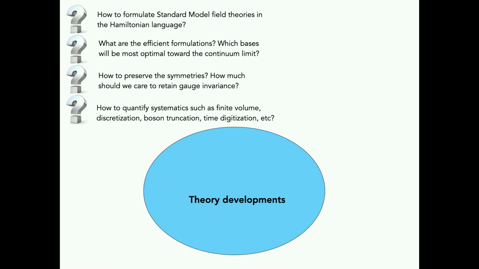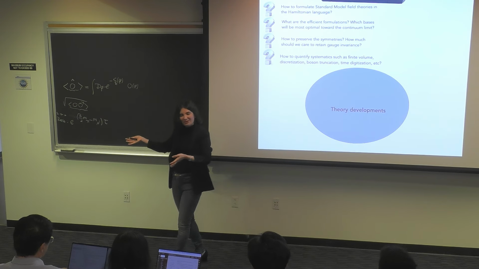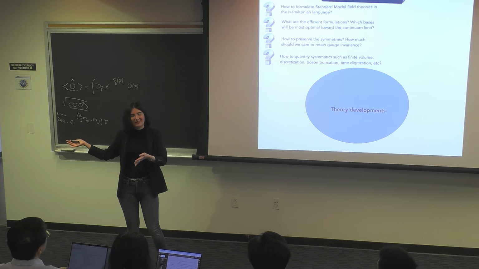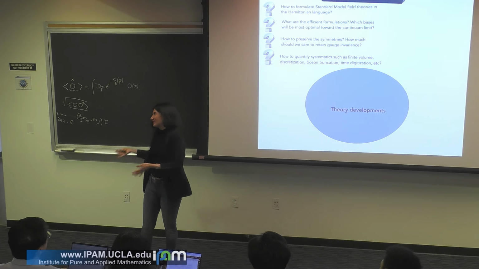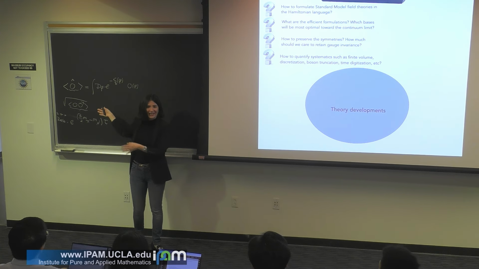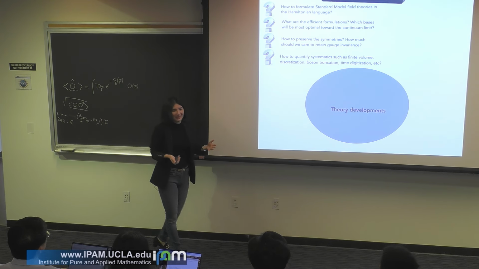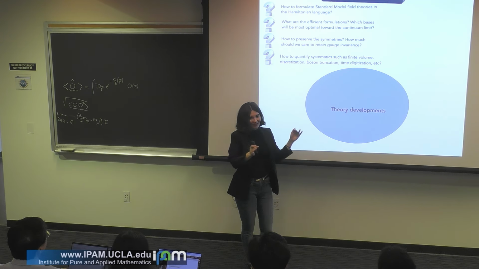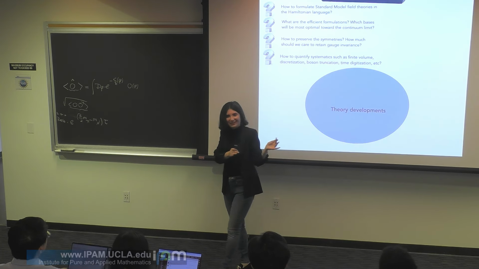So what are some of the questions on theory development? Well, first of all, how to formulate the standard model in the language of Hamiltonians. It might sound silly because Hamiltonians and Lagrangians are two equivalent formulations of the theory. And it turned out that for a long time, we kind of forgot about Hamiltonians in standard model development, and started to just work with Lagrangians and path integrals because we could do computations with them.